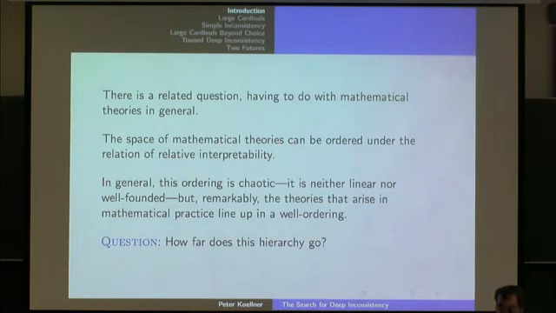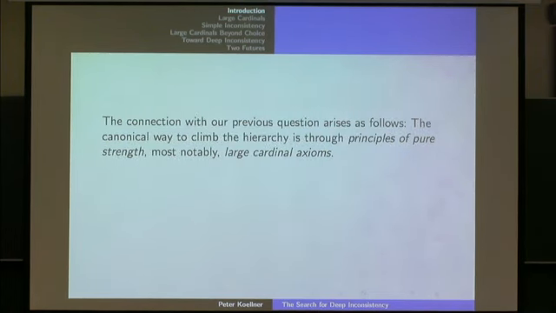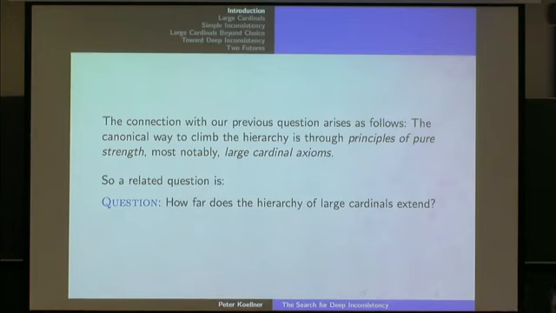And there's a related question to the question, how far do the numbers go? There's the question, how far does this hierarchy go? And it's related because the canonical way to climb that hierarchy, the hierarchy of interpretability, also known as the hierarchy of consistency strength, is through principles of pure strength, and most notably large cardinal axioms. So we want to know these two things. How far do the large cardinal axioms go? And relatedly, how far does the hierarchy of interpretability go? So that's the question I'm going to focus on. That's really by way of motivation.